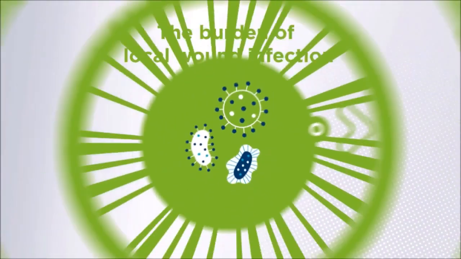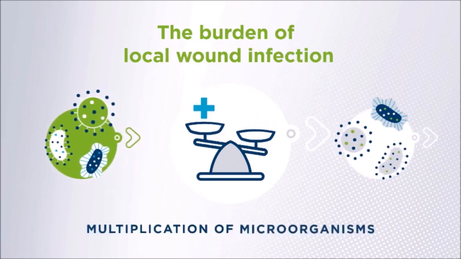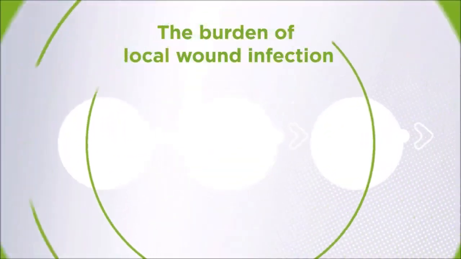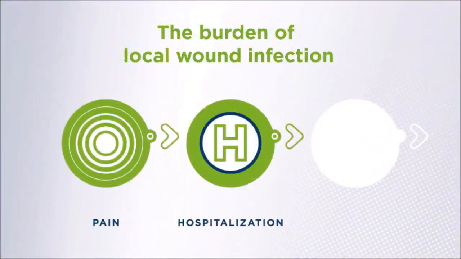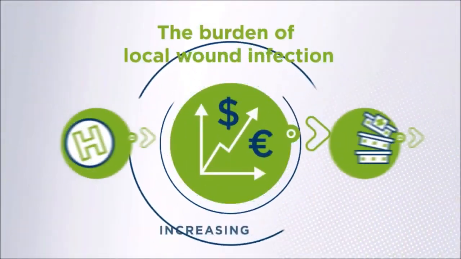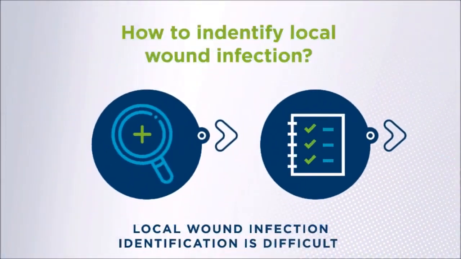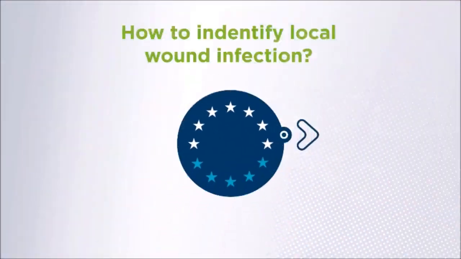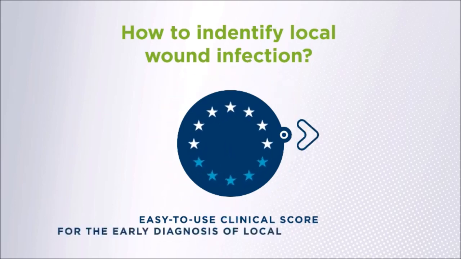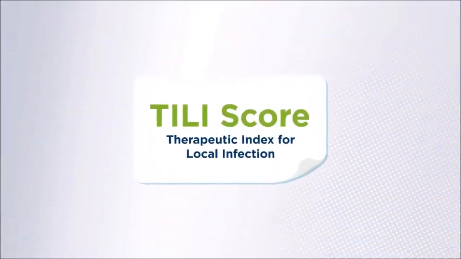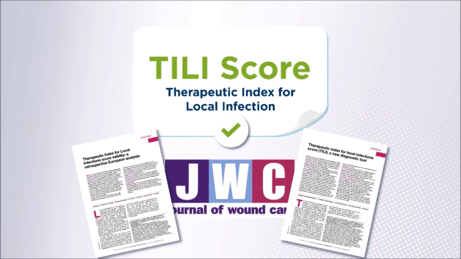Local wound infection caused by the multiplication of microorganisms in body tissues is one of the most frequent complications of healing. It can lead to pain, hospitalization, and death, therefore increasing costs for the healthcare system. Identifying local wound infection is difficult, and many clinical signs have already been described. European wound experts defined and published an easy-to-use clinical score for the early diagnosis of local wound infection and initiation of antimicrobial treatment. The TILI score, a therapeutic index for local infection.